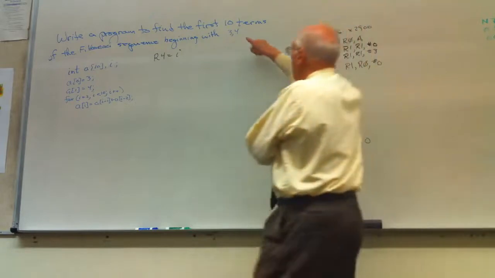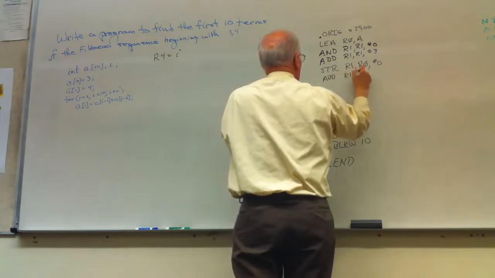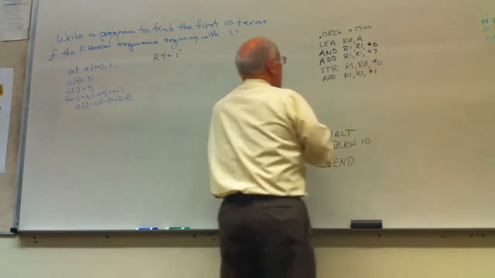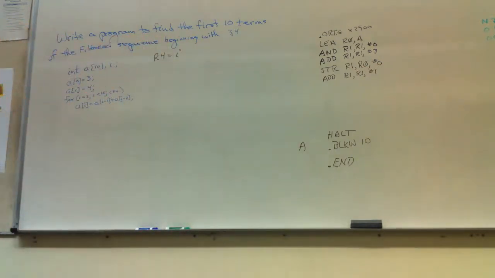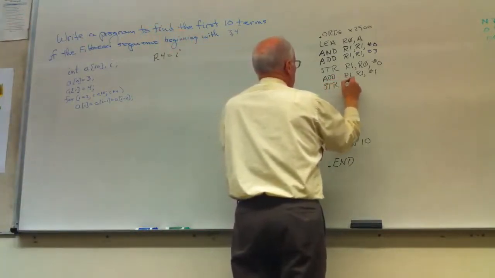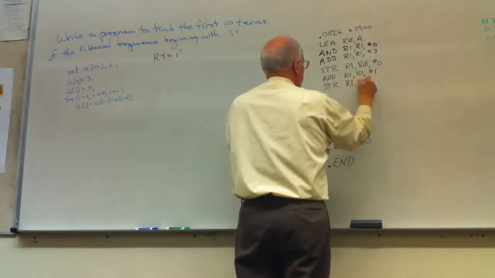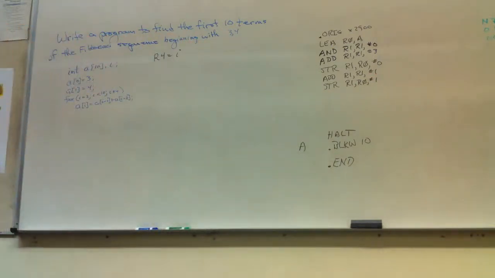Now I need to get a 4 in the next location. Instead of working to reload, I'll just add a 1 onto what's in register 1, which is a 3. That gives me a 4. And then I'm going to store that one one word farther on. Now, as it turns out, that's kind of an awkward thing as we get down into our loop now.